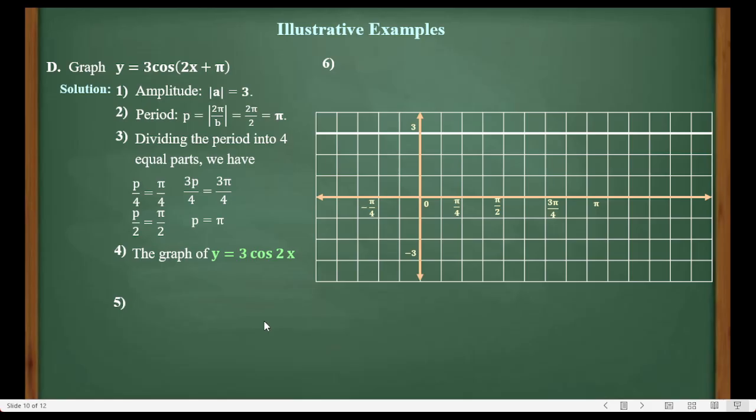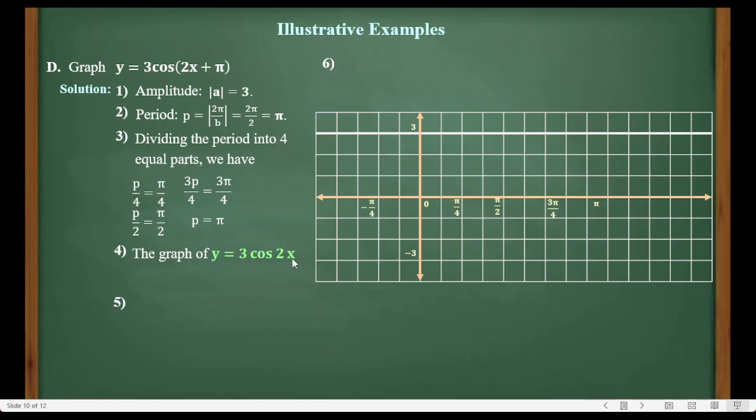Now this is what we're going to do to trace the graph of the mother function y equals 3 cosine of 2x. Okay, we're not going to consider these four values or these four partitions of the period yet. We begin first with the zero coordinate along the x-axis. Okay, at 0 as the value of x, what will be the corresponding y value?